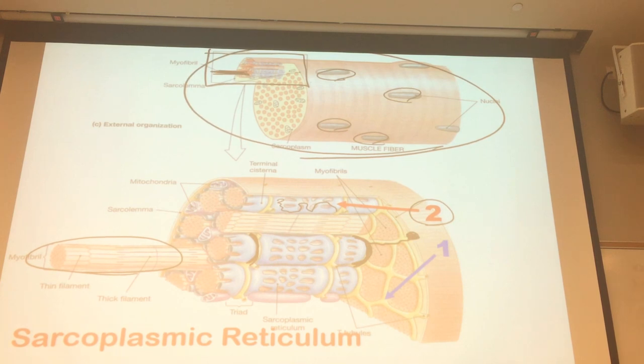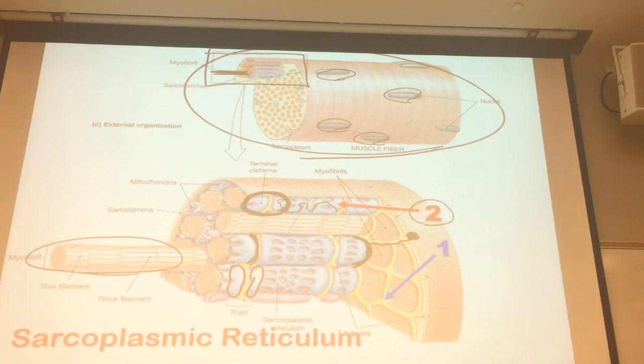So what's this part of the sarcoplasmic reticulum called? What's that called? Those two parts that I circled on either side of the T-tubule. No, that is not a triad. It's part of a triad. The triad is the whole thing: the T-tubule together with those two parts of the sarcoplasmic reticulum. What's that part of the sarcoplasmic reticulum called? That's a terminal cistern. You can say terminal cisternae, and that's plural. It's a terminal cistern, okay?